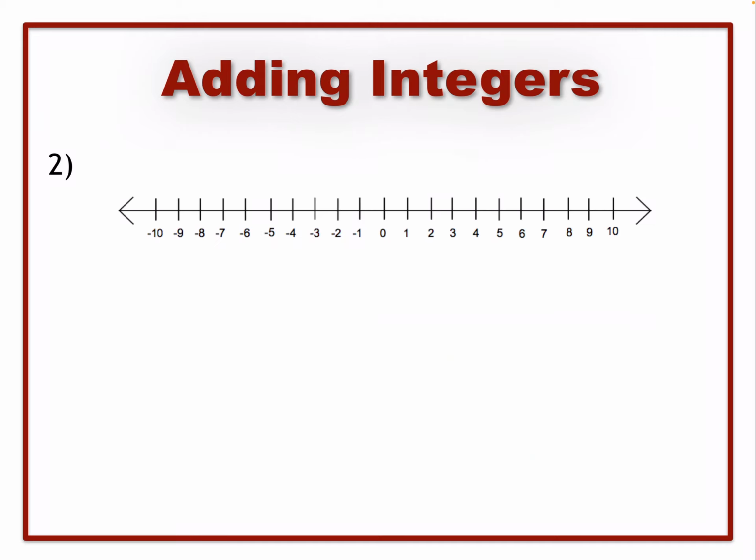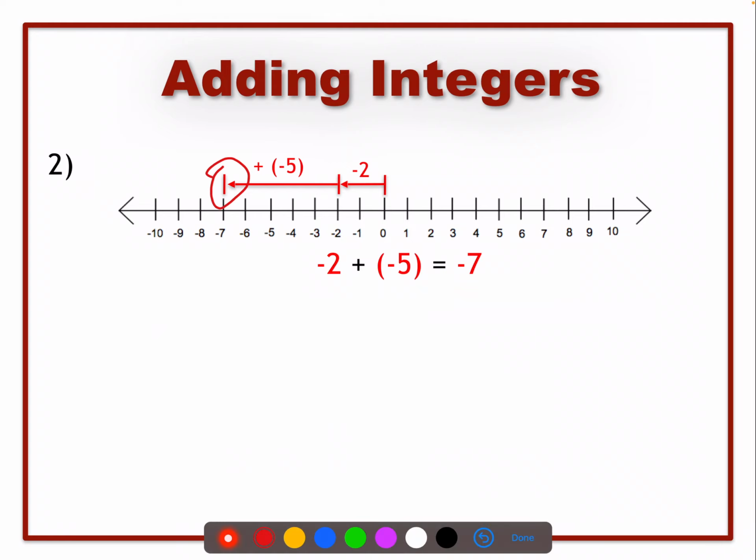Number 2, starting from 0, you move to the left 2 places, that means it's negative 2, and then you keep moving to the left, but now 5 places, so that means you add a negative number. So that would be the addition model, negative 2 plus negative 5. The answer is negative 7. That means we finish in negative 7.